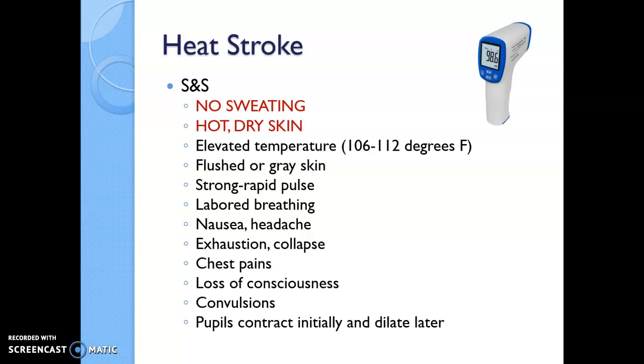They will have a very strong pulse, but it will be very rapid, way too quick. They could have labored breathing, nausea, headache. They could collapse from exhaustion. Lots of times they will complain of chest pains. The person could lose consciousness easily at very high temperatures, and then they could have convulsions or shaking. And if you check their pupils, they could contract initially, but then dilate afterwards, so they won't respond normally.